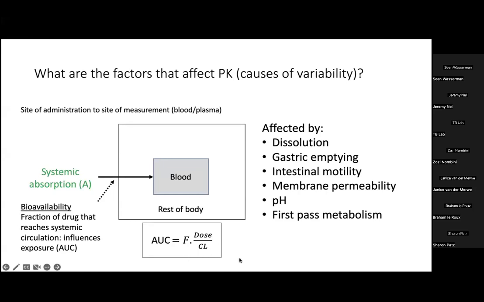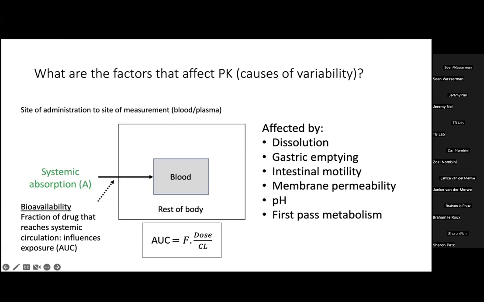And you can see this equation here. I'm going to show you a few equations, but they're very simple, and I will explain them. The AUC is a function of the dose, the amount of the drug that's given, and inversely related to the amount of drug that is eliminated, and that's clearance, which I'll describe just now. But clearly you can see that this letter F, which is the symbol for bioavailability, influences the amount of drug exposure in the blood, right? So the higher the bioavailability, the higher the amount of exposure.